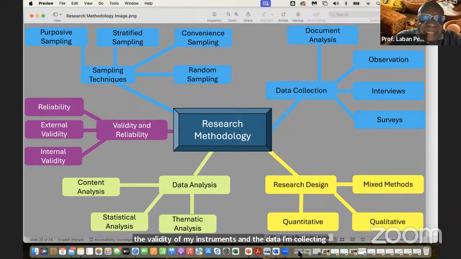How about the data analysis? From your course in research methods, are you confident? Are you confident with the data analysis approach that you're going to use?